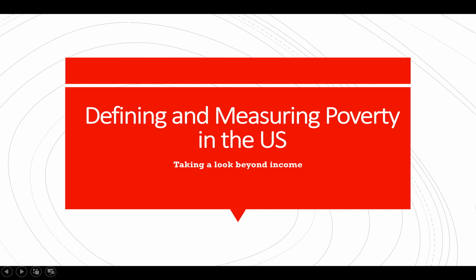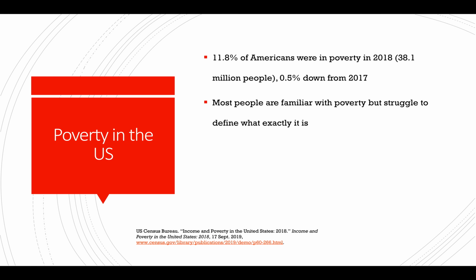Defining and measuring poverty in the U.S., taking a look beyond income. 11.8% of Americans were said to be in poverty in 2018, which is around 38.1 million people. This figure is a full million below what the number was in 2017. But what do these numbers mean?